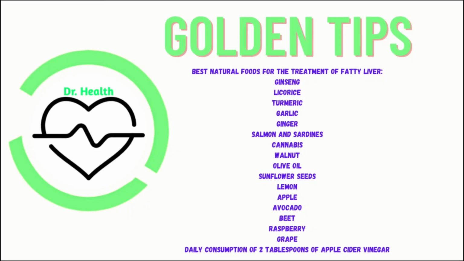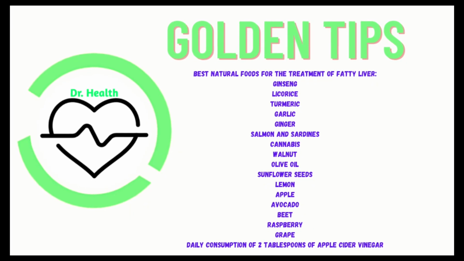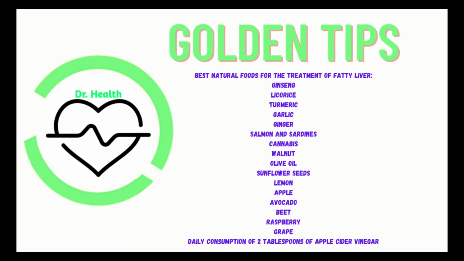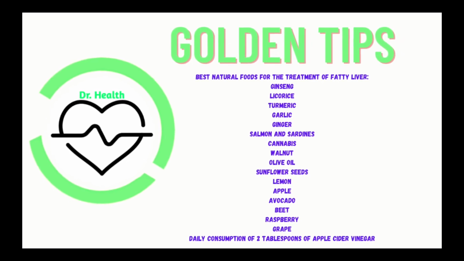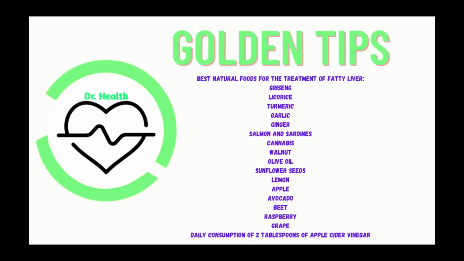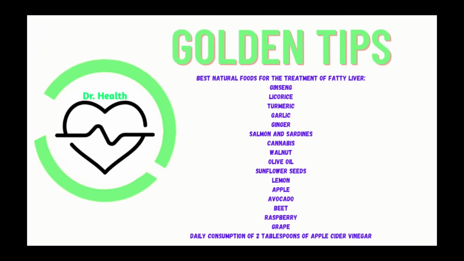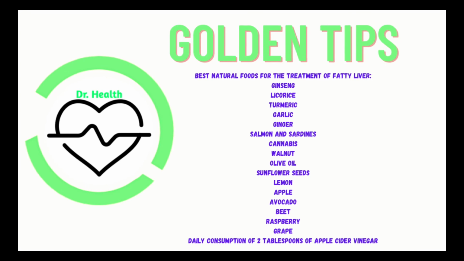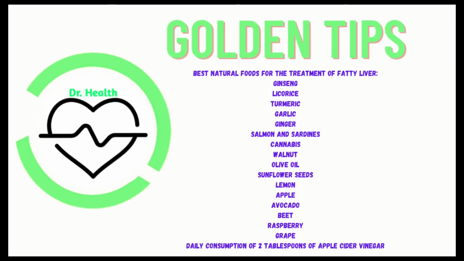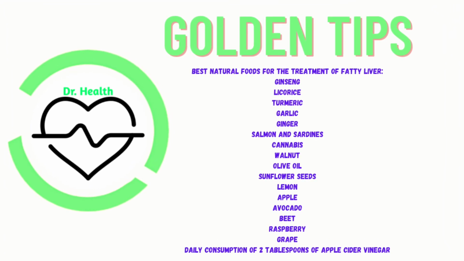Golden tips: best natural foods for the treatment of fatty liver: ginseng, licorice, turmeric, garlic, ginger, salmon and sardines, cannabis, walnut, olive oil, sunflower seeds, lemon, apple, avocado, beet, raspberry, grape. Daily consumption of 2 tablespoons of apple cider vinegar.